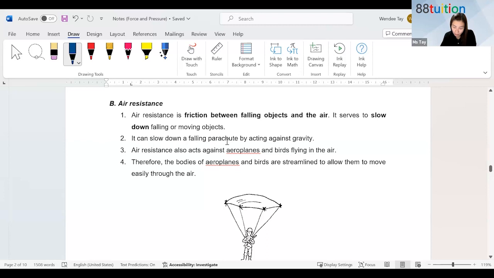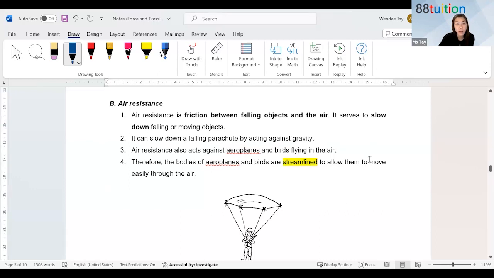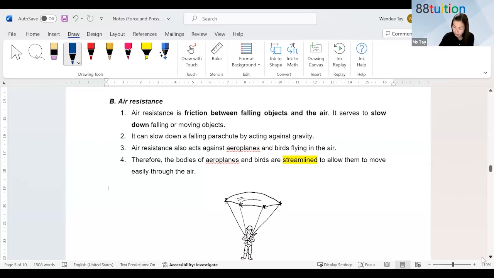It can slow down a falling parachute by acting against gravity. So air resistance also acts against aeroplanes as well as birds. You notice that the bodies of aeroplanes and birds are streamlined. This word here, streamlined, is important. You must use this word to help you answer questions. So they can glide in the air, they can move easily through the air.